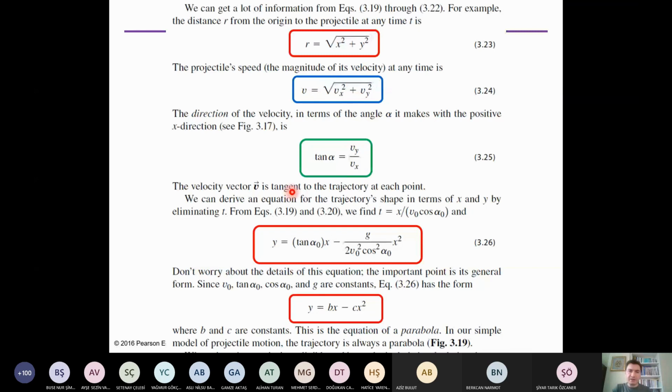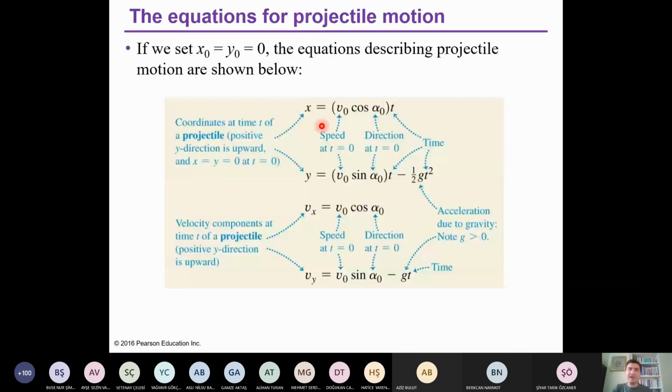Here in this equation, look at this one. Here we have time. If you take the time from this equation, you can get x over this term. And instead of t here, just use this t. Let me do it by pen. Here I have the equation for x. And from this equation, I would like to calculate t, the time. I can write it like this.